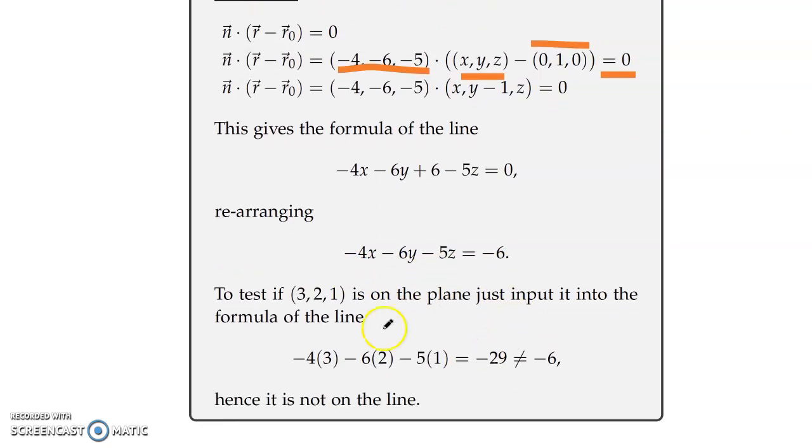Now, to test if the point (3, 2, 1) is on the plane, just input it into the equation of the plane. Minus 4 times 3, minus 6, and so on. Now this all equals minus 29, which does not equal minus 6. Therefore, it is not on the plane.